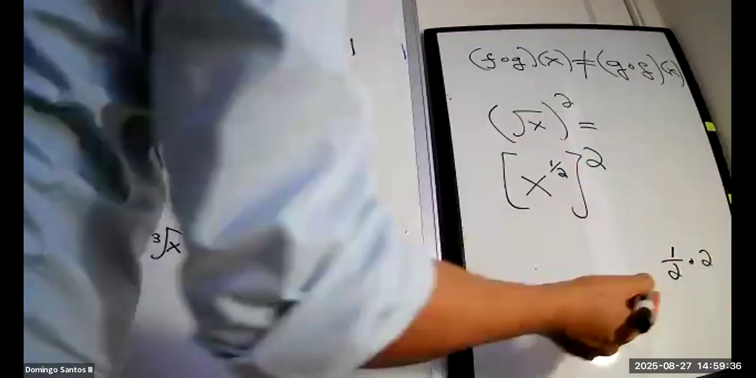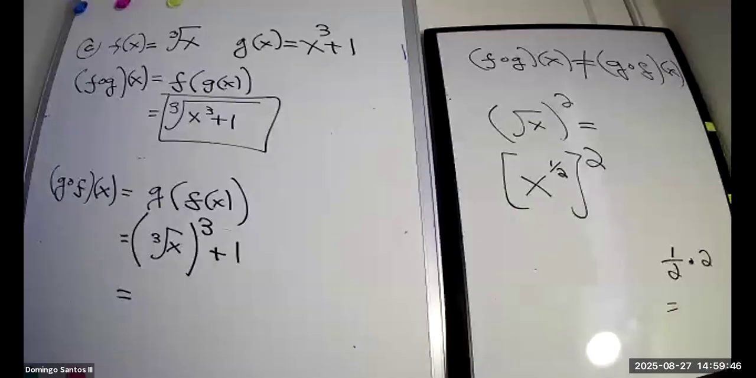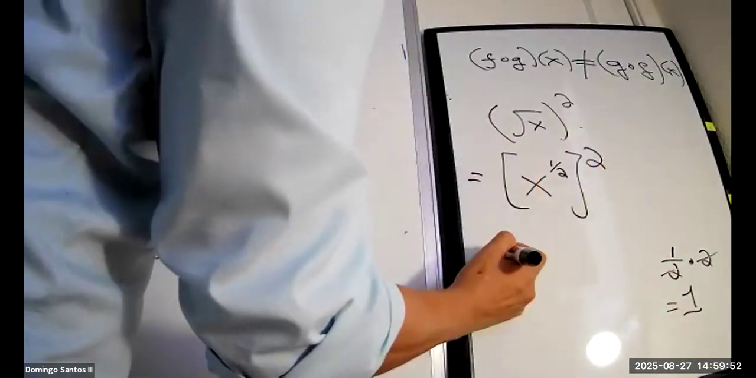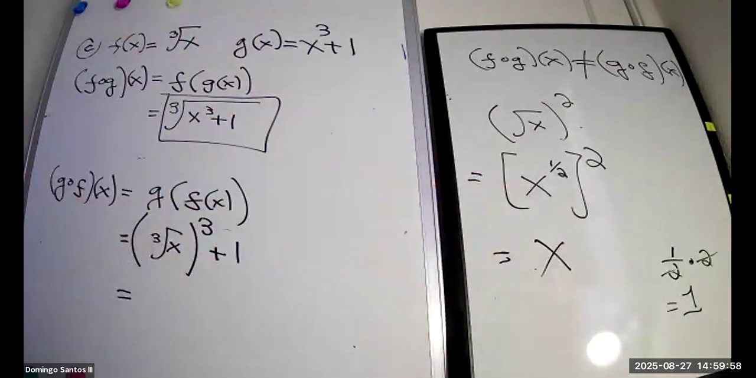This is 1/2 times 2, right? Correct? So what's 1/2 times 2? 1. Very good, because this cancels out and you're left with 1, right? So this is nothing but x to the 1, or just x, right? Do you agree?